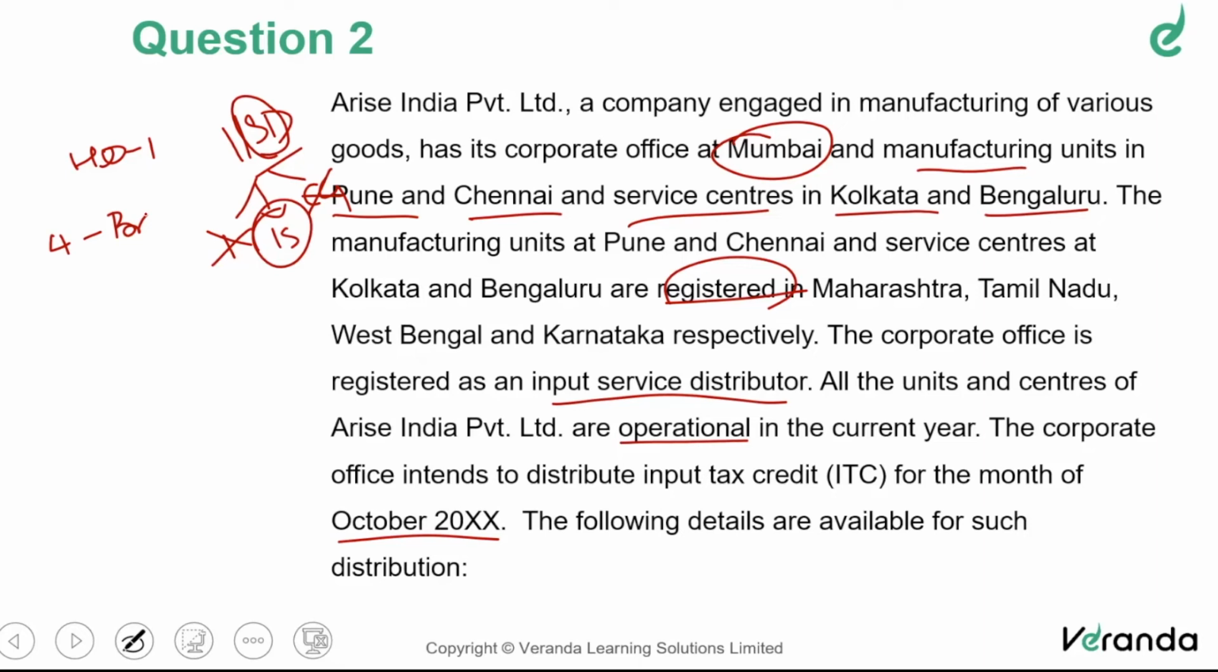And it is given that all units are registered. It doesn't make a big difference. Even to unregistered units we will still have to distribute the ITC. That is what is given in the rule also. But it's given, and it's given that all units are operational. This is for taking the turnover.